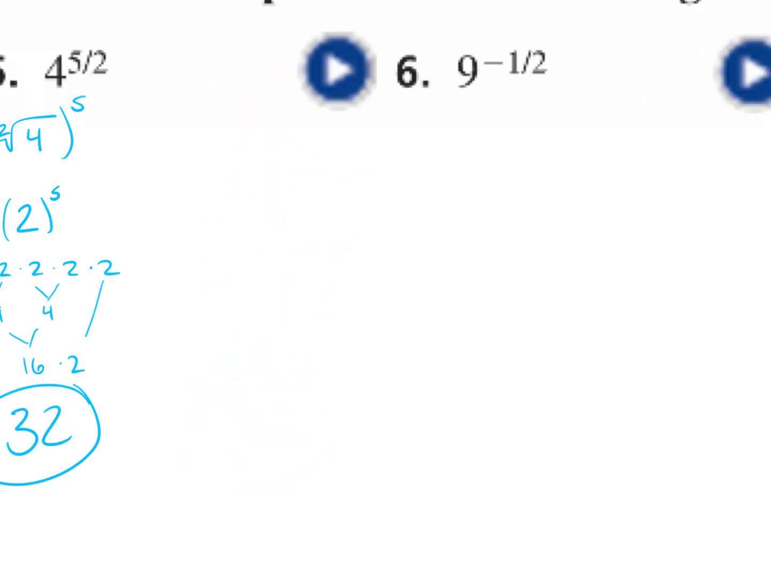All right, let's look at number 6. What does the negative exponent do? Puts it 1 over 9 to the 1/2 power. So what's my index here? 2. So this would be 1 over the square root of 9. And what's the square root of 9? 3. So 1 over 3.